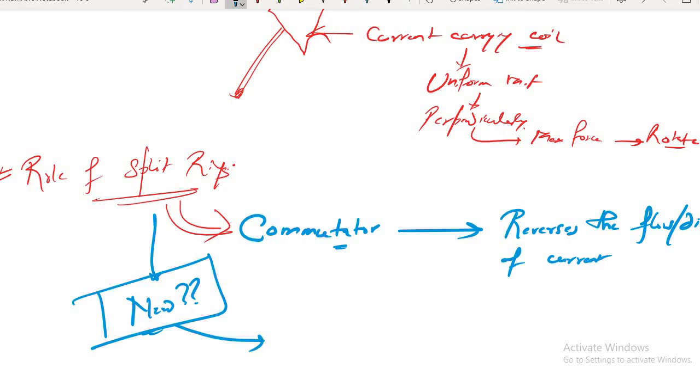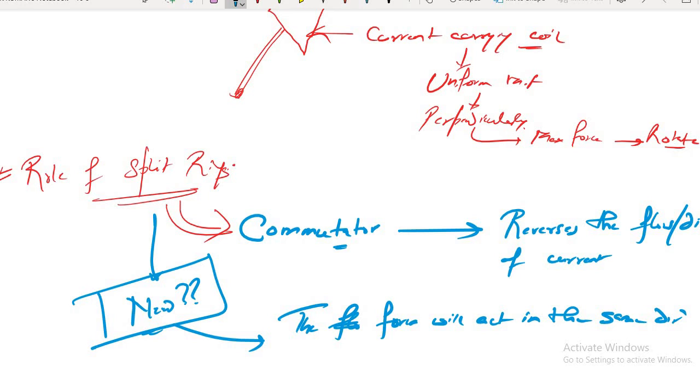If we reverse the direction of current, then the force will act in the same direction. Yes or no? Have you understood? So, to keep the direction of the force constant, we interchange the flow of current. Okay, that is the need of the split rings. Alright.